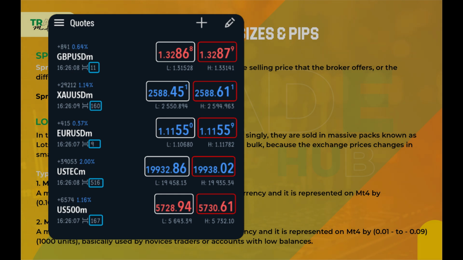Now, I said the spread is the difference between what? The bid and the ask price. I repeat, the spread is the difference between the bid and the ask price.